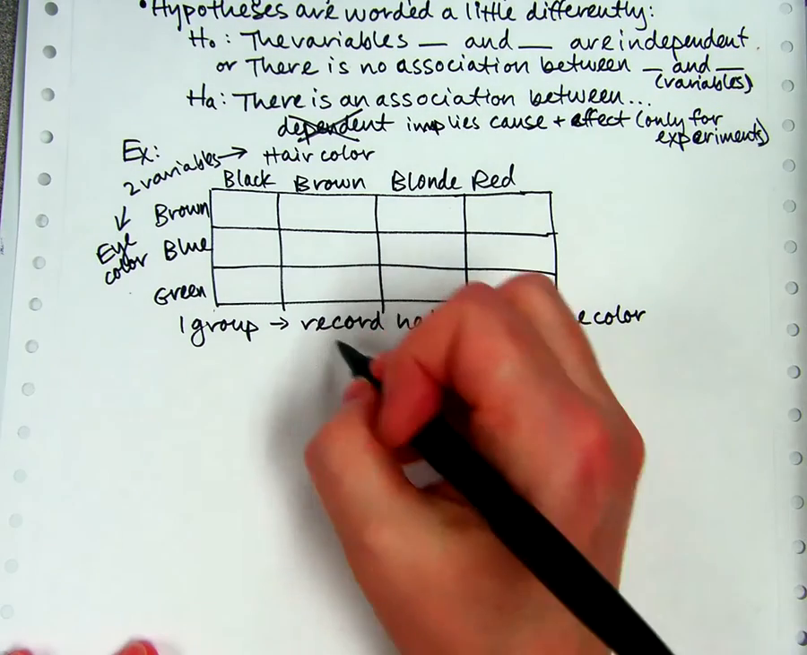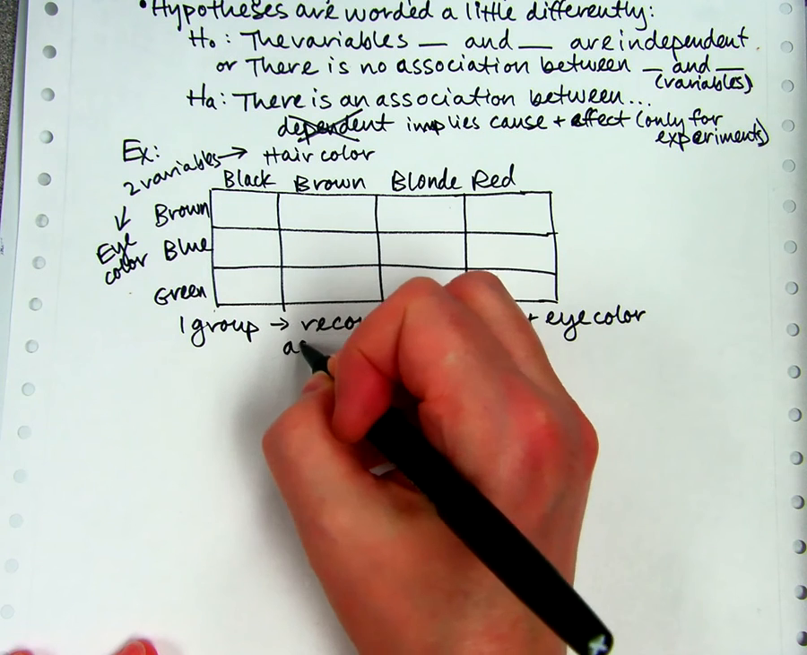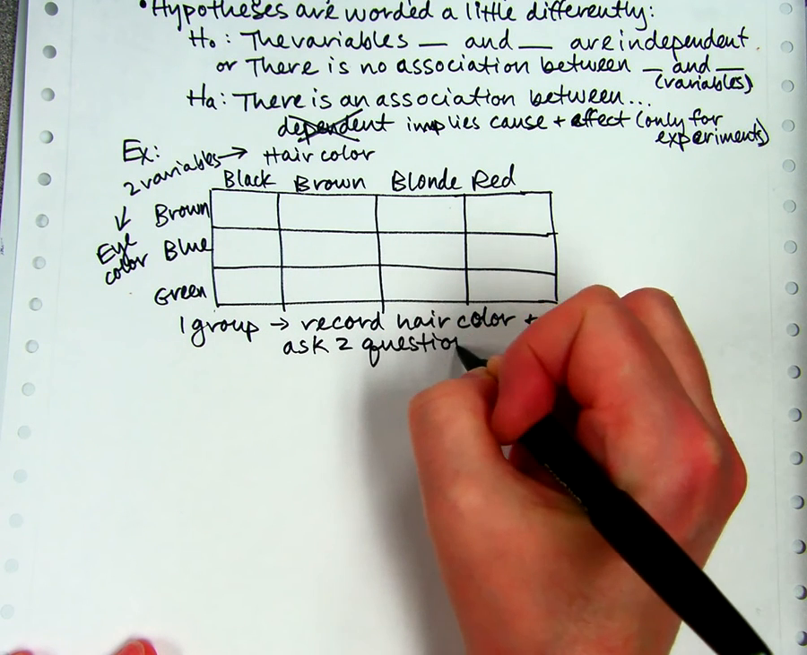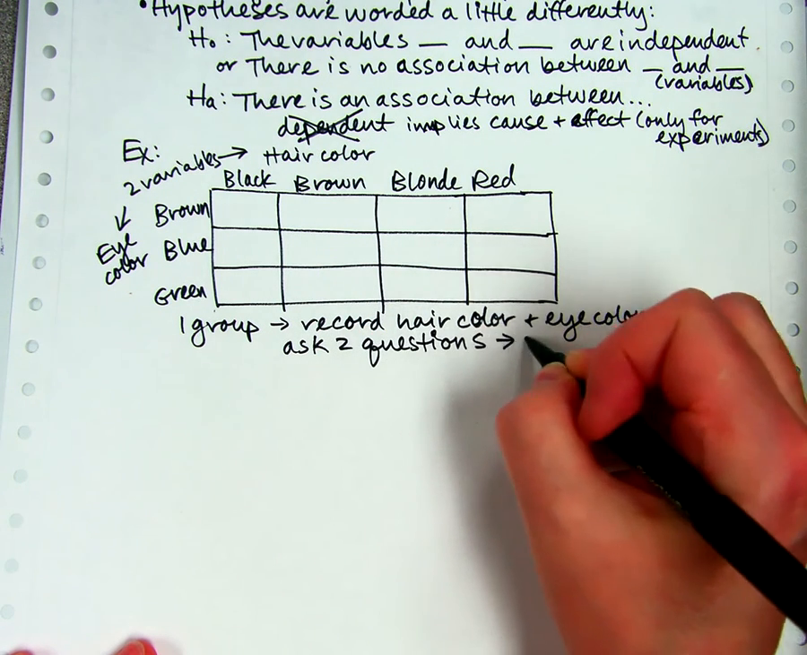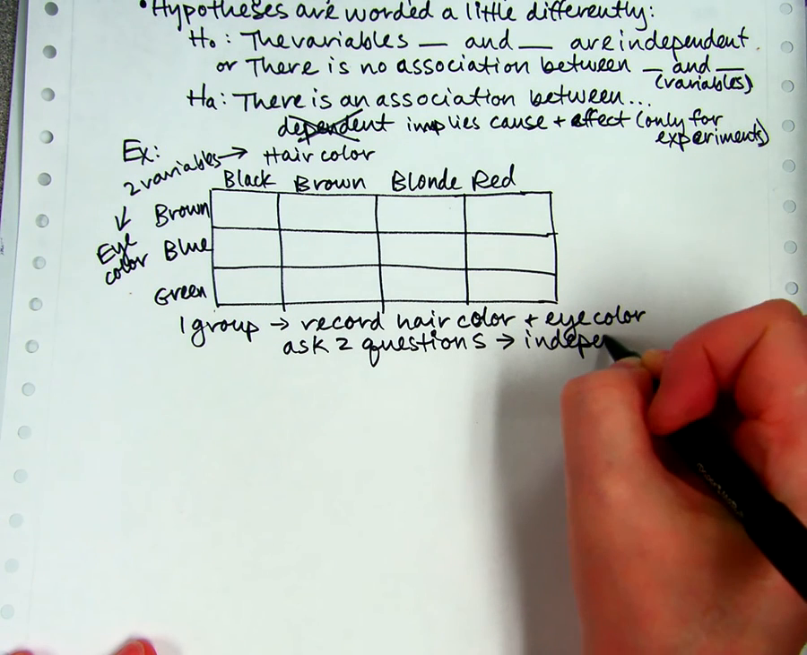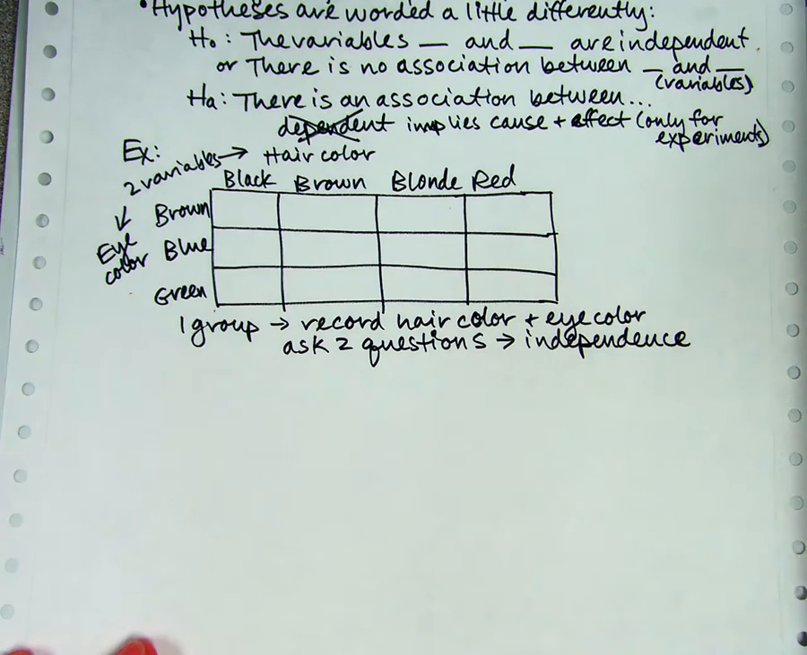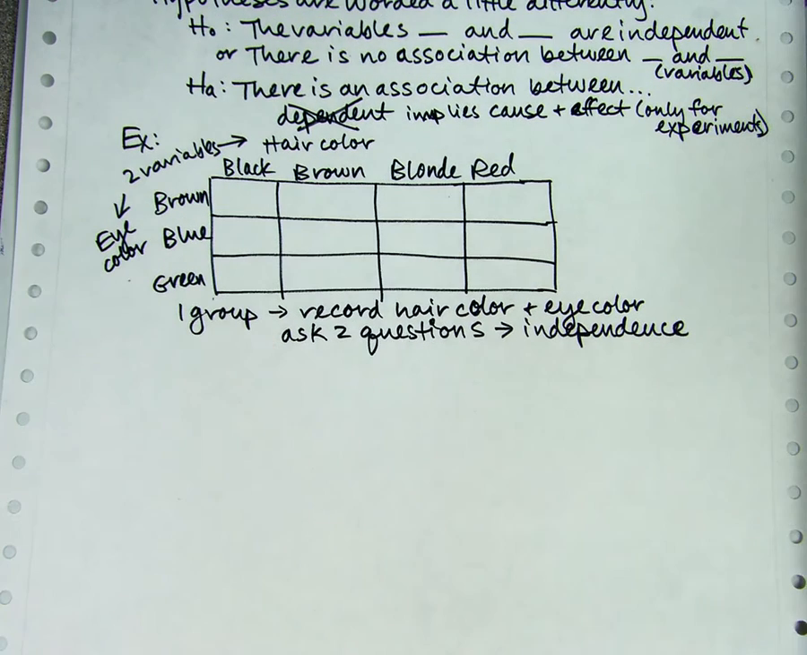And because we are asking 2 questions from our one sample, that makes it an independence test. I suppose if we wanted to be crazy, we could classify them by hair color and then randomly sample them. I think it's easier to just take a random sample and ask them both questions.